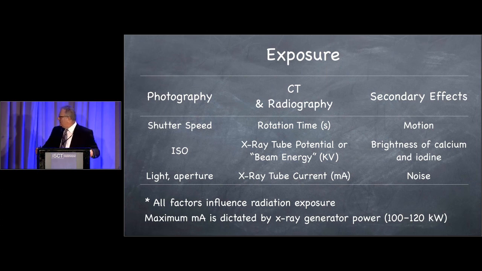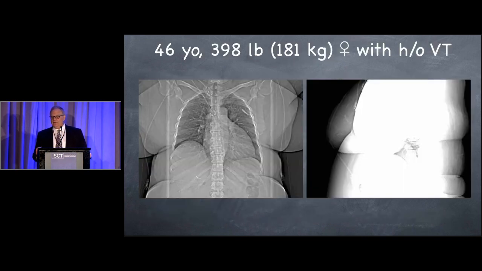Currently, the maximum X-ray generator power is between 100 and 120 kilowatts on most systems, remembering that the dual source scanners have two tubes that provide 120 kilowatts. Older scanners will have less power on their tubes, and it's important to be aware of how much power you have in order to mitigate the effects of noise.